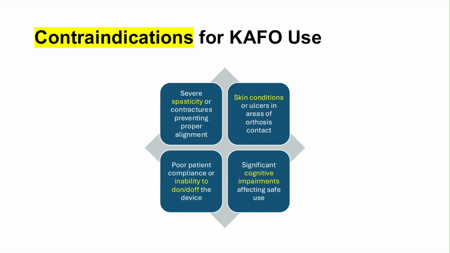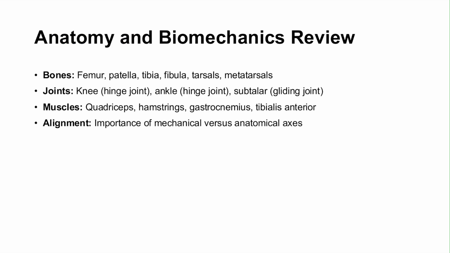Now let's take a quick refresher on the structures involved. The femur connects to the tibia, you know that, via the knee joint, primarily a hinge joint, and to the fibula, and the foot via the ankle joint. The subtalar joint beneath the ankle allows for side to side motion. Please refer to lecture 1. Muscles like the quadriceps and hamstrings help to stabilize the knee, while gastrocnemius and tibialis anterior manage foot motion. Understanding mechanical versus anatomical alignment is key when designing an orthosis that won't cause compensation or discomfort.